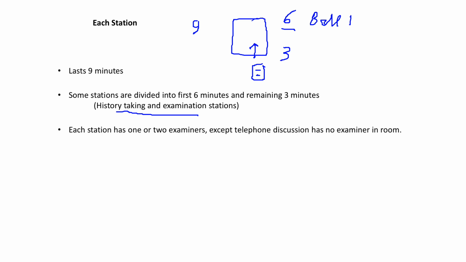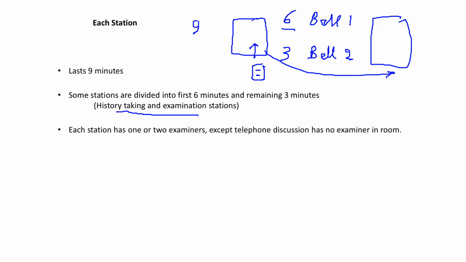after you have finished with history taking and physical examination, the examiner asks you questions. Can you describe your findings? What is your possible diagnosis? What's the most likely diagnosis? What's the differential diagnosis? And they discuss this in 3 minutes. After these 3 minutes, there will be bell 2, which means move to the next station, and then you have 1 minute going from this station to the next station.